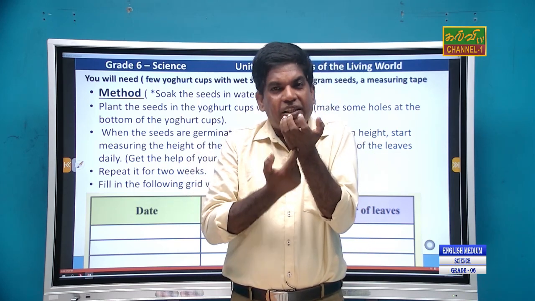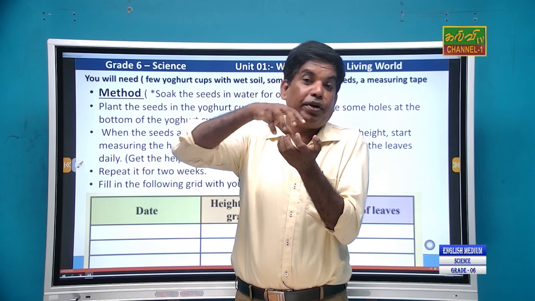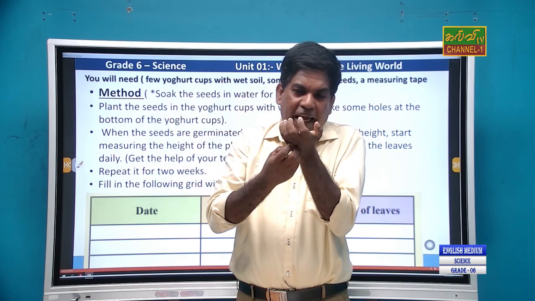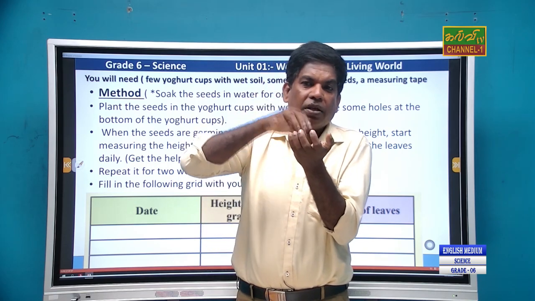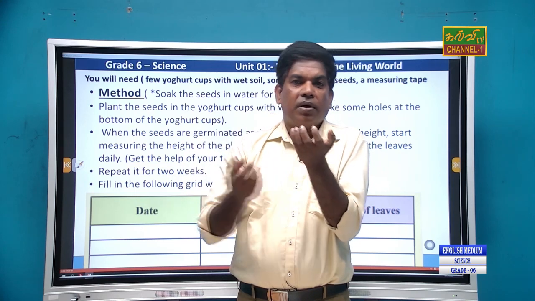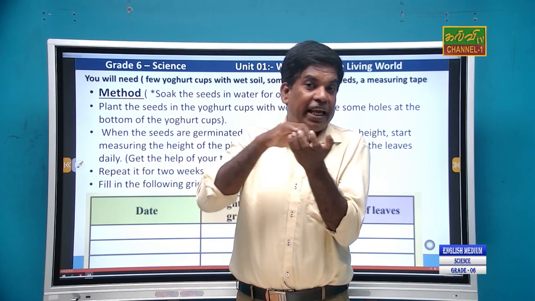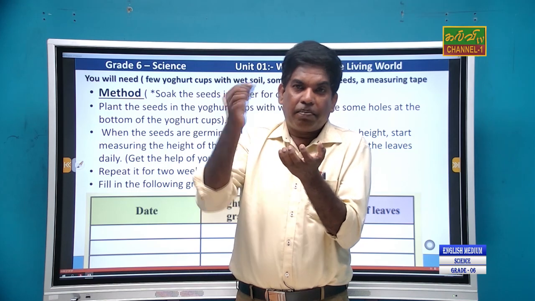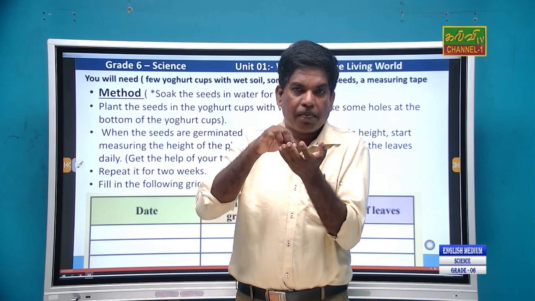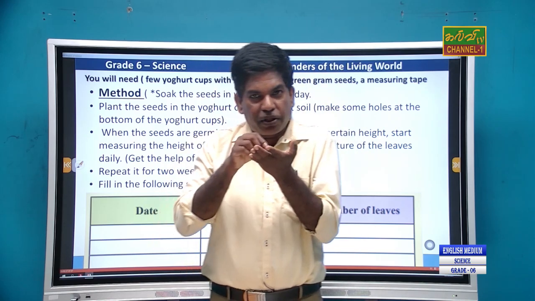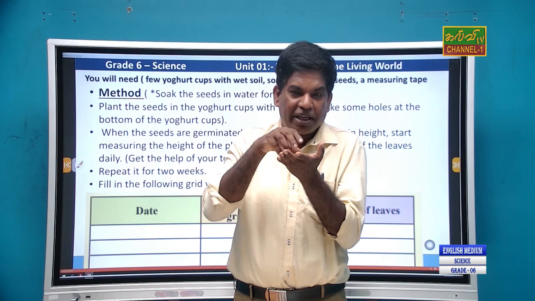After that, at the bottom part, we have to make holes in the yogurt cup. Why? If we add more water, the excess water can come out through the hole. So place the wet soil, make holes, place water. Excess water will come out, but we can keep the soil wet. Place some seeds and see whether there are changes in the seeds. On the second day when I see, the size of the seeds is becoming big.